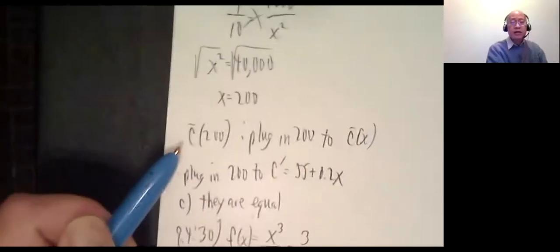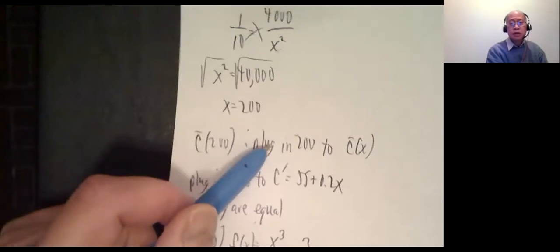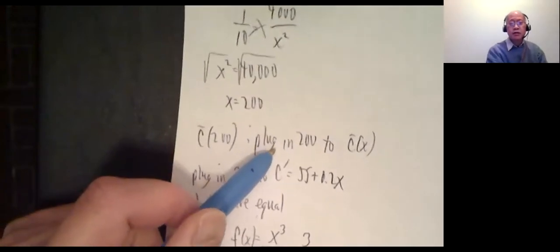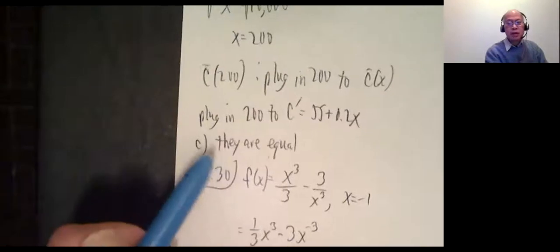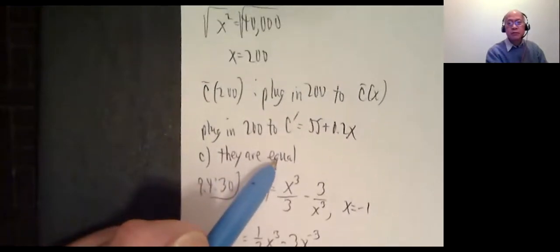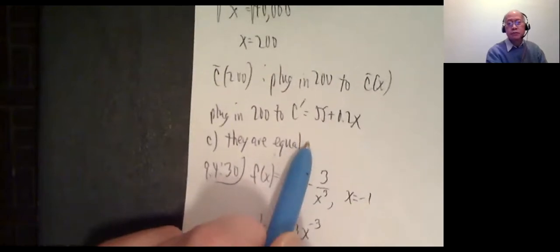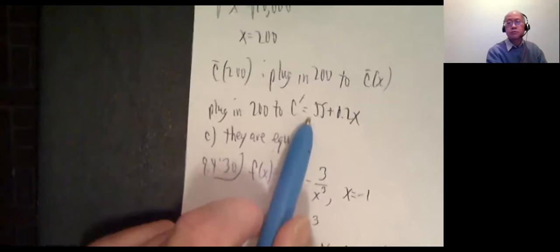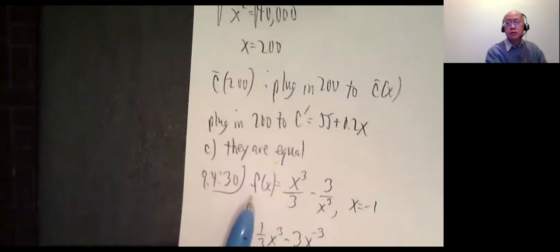Okay, then after that, they're asking for a C bar of 200. They want you to plug in 200. So I'll let you figure that out, but I'm telling you what to do. So plug in 200 to C bar. Plug in 200 there and there. Okay, the upshot is that the answer to part C is that they're supposed to be equal. If I plug in 200 to here and 200 to here, they're going to turn out to be the same. So I'll let you verify that on your own. I don't want to give you too much, but yeah, that's that.